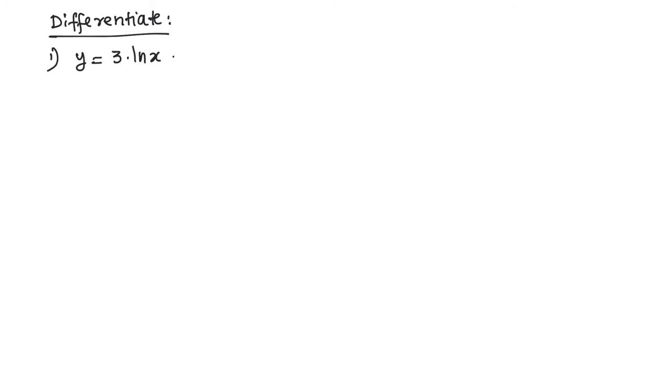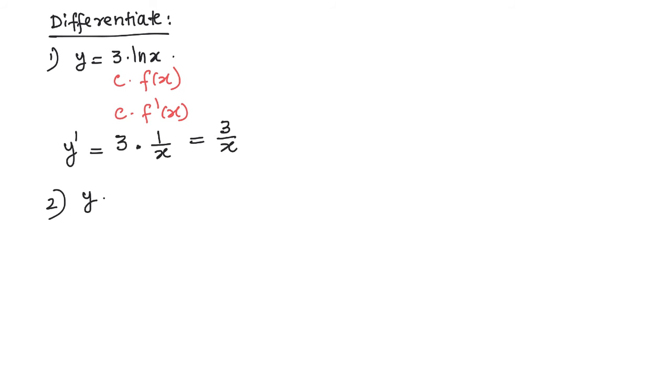So this is a constant times a function. So the derivative will be the constant times the derivative of the function. The constant is 3 times the derivative of the function. The derivative of ln of x is 1 over x. So the answer is 3 over x. Since it is a derivative, I am writing y prime.